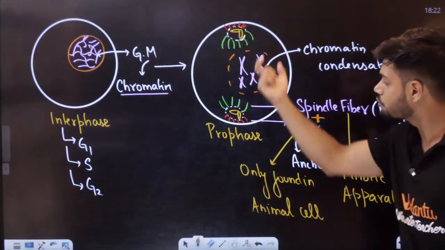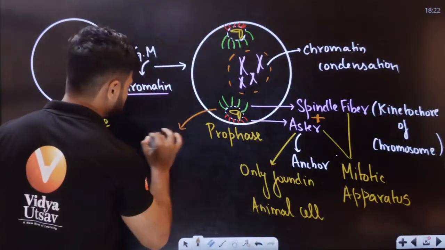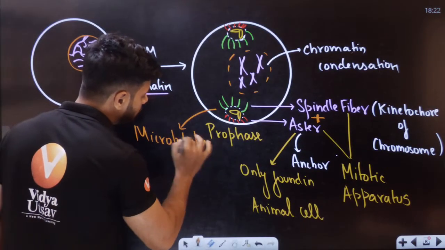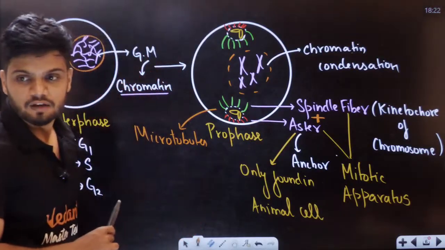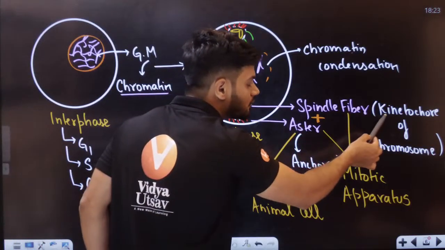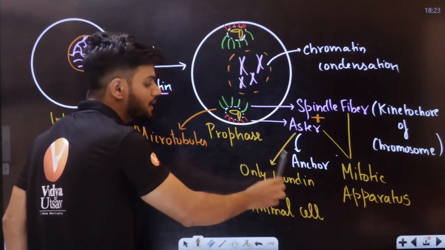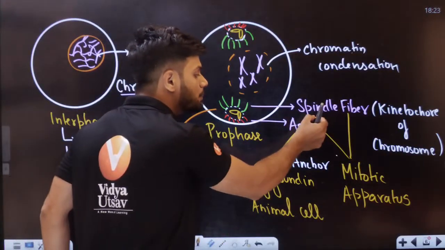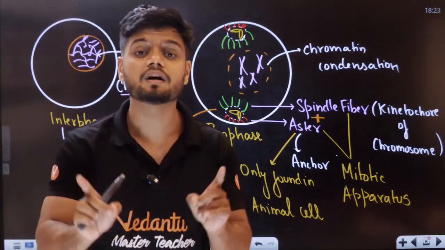Now from these centrosomes, there are two types of microtubules. One is called spindle fiber. One is called aster. Spindle fiber will attach to the kinetochore of chromosome, and this aster will help in anchorage. Aster is only found in the case of animal cell. Spindle fiber plus aster is called mitotic apparatus. All of this is happening in the early prophase.